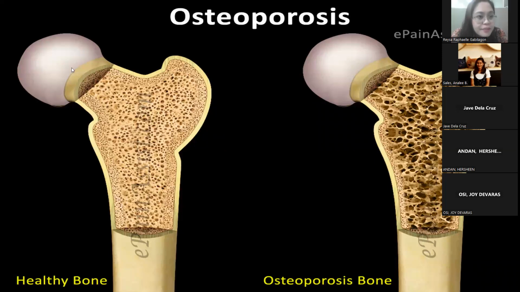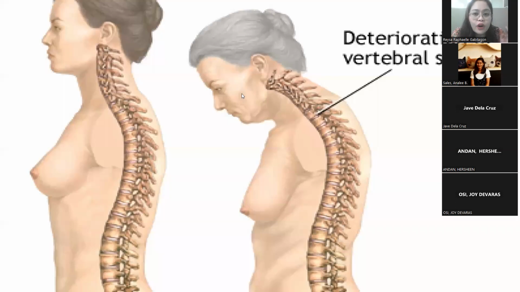Okay? So yan yung problem natin with osteoporosis. And what will happen to a person with osteoporosis? There will be deterioration of the vertebral support. Kaya kung makakita tayo ng someone with osteoporosis, nagabako na sila. Okay? Their bones are fragile, so wala na din siyang lakas.